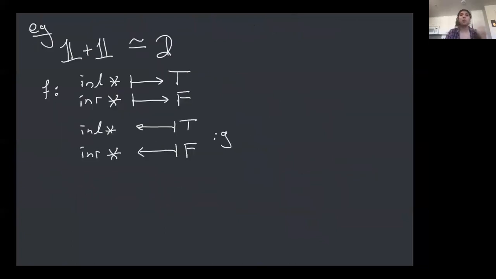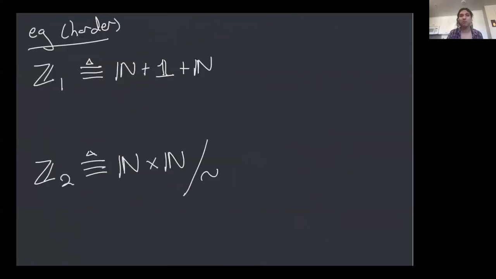So for instance, 1 + 1, where 1 is the unit type, and 2, the type of Booleans, should be equivalent. Because if I have inl of star and inr of star, I can map those to true and false. And if I have true and false, I can map those to inl star and inr star. And it's really easy to see that these are mutually inverse, and so we're golden, right?